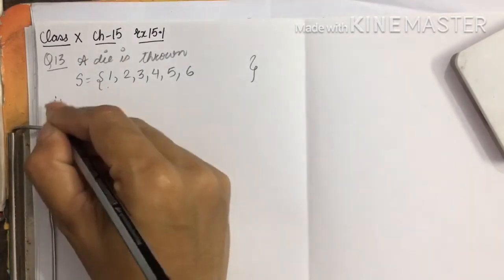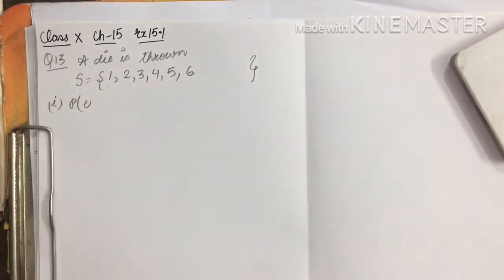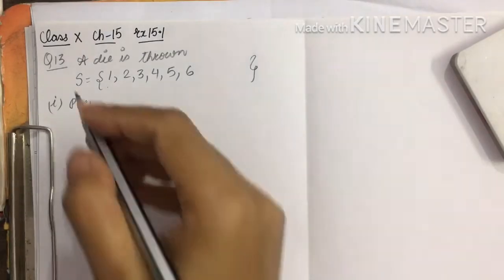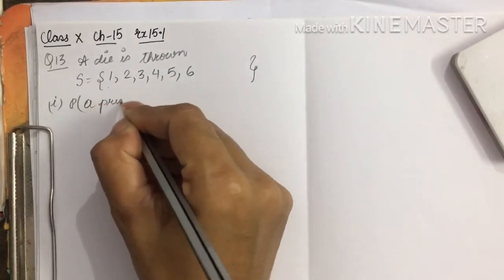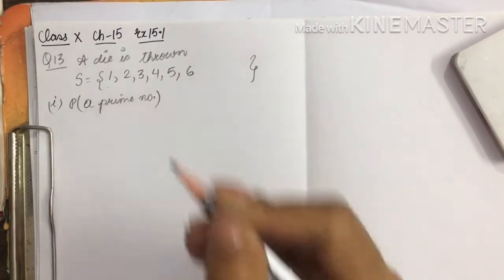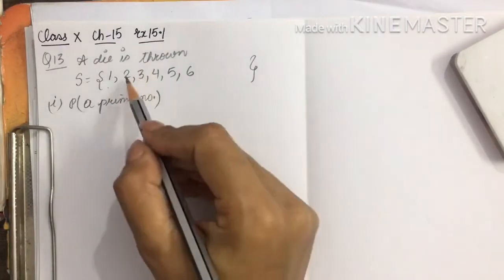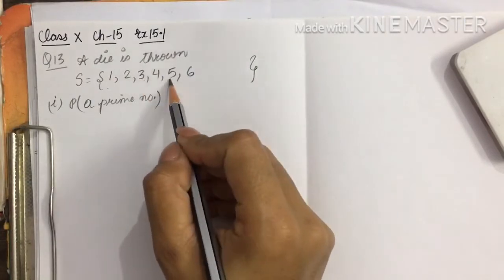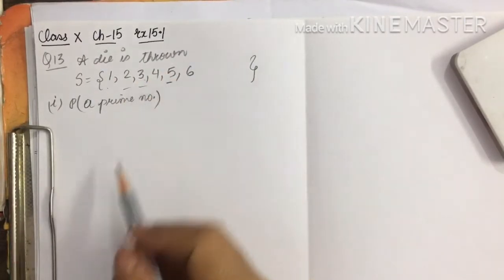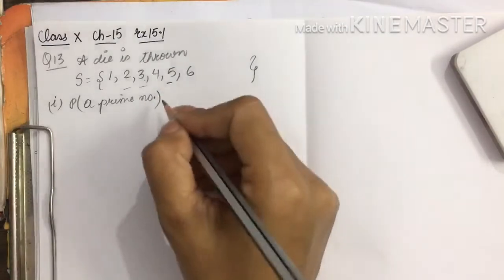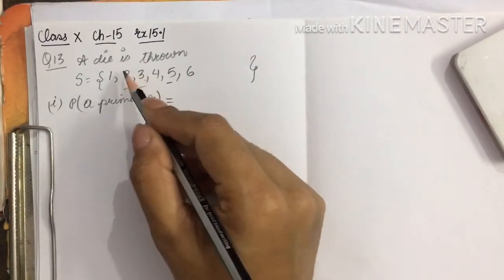In the first part, I want the probability of getting a prime number. I hope you all know what a prime number is. A prime number is a number with exactly two factors. And those factors are 1 and the number itself. So out of these 6 numbers, how many are prime? 2 is prime, 3 is prime, 5 is prime. And we do not need the numbers, we need their counting. How many prime numbers do we have? There are 3 prime numbers.